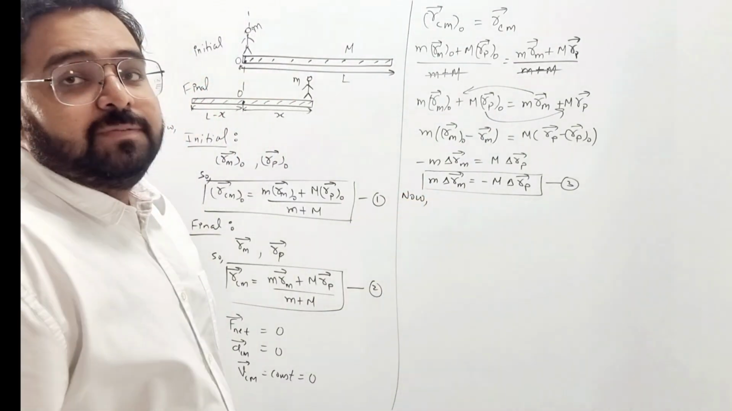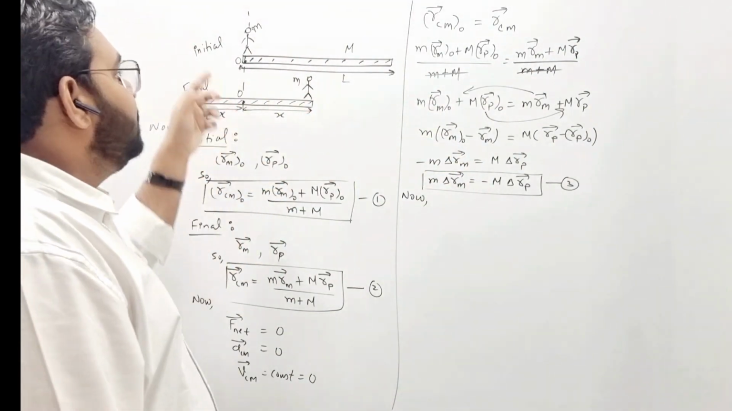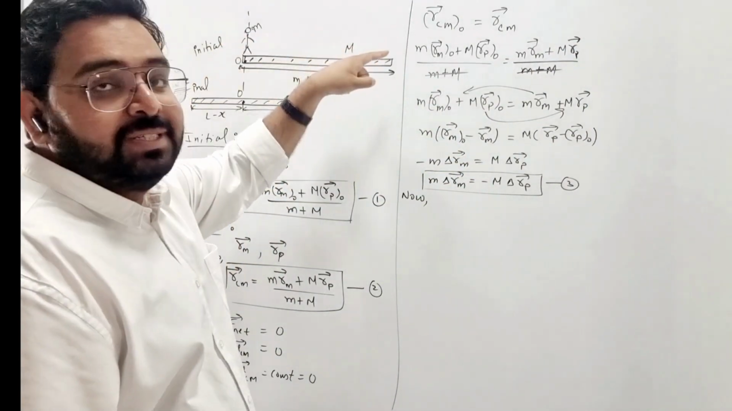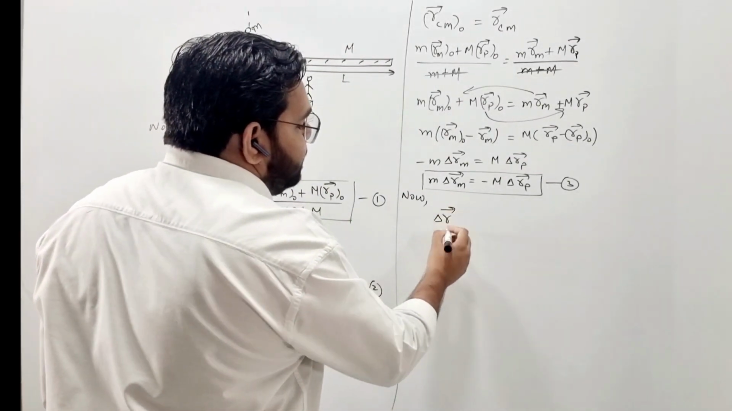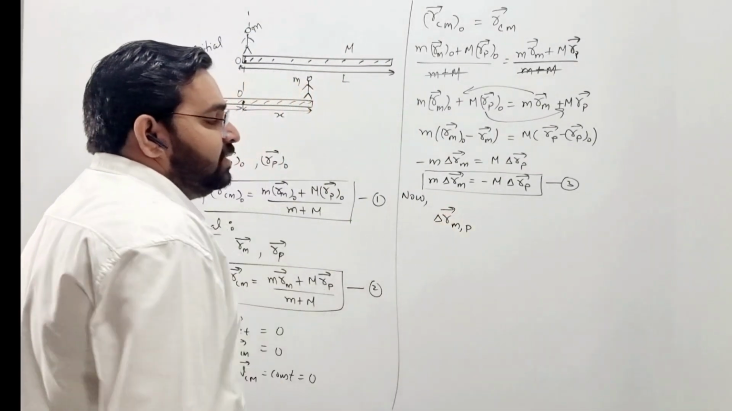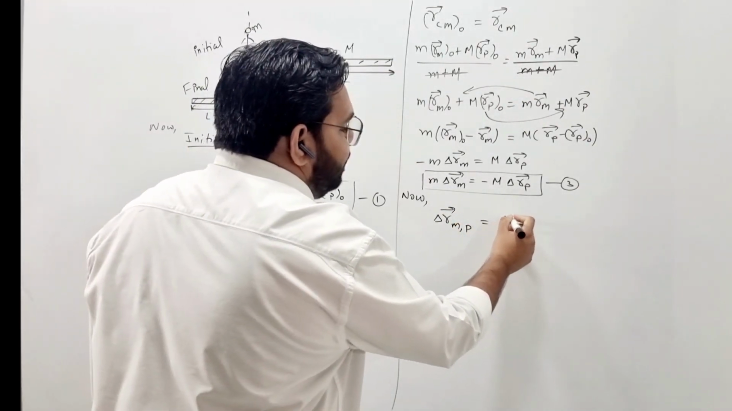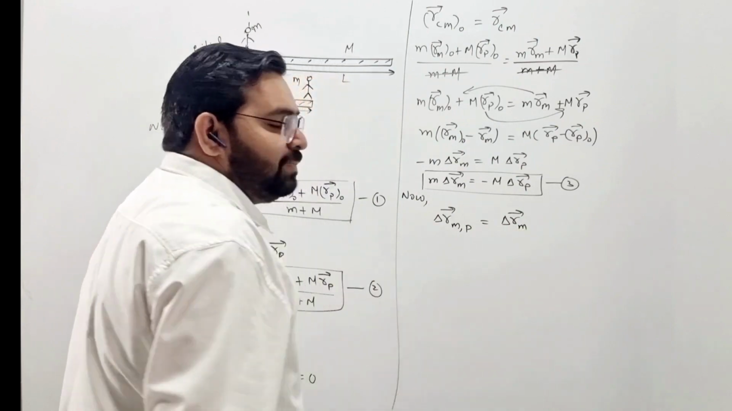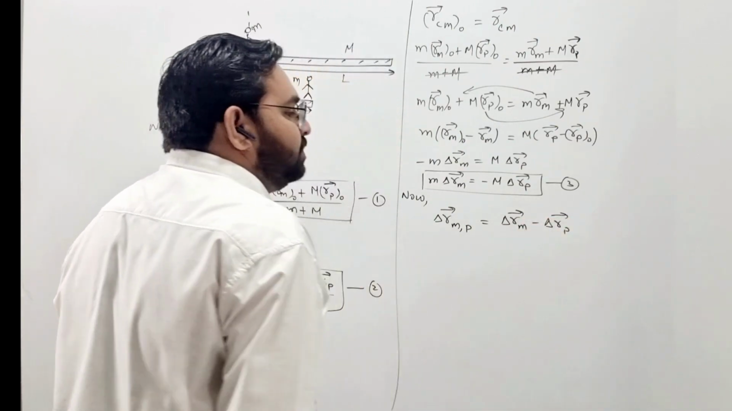Why do we use that? Because even though we don't know the displacement with respect to the ground, we know that the person is moving from one edge to the other. So we know the displacement of the man with respect to the plank. This is known to us. And we know from the relative velocity concepts that this will be equal to the displacement of man minus the displacement of plank with respect to the ground.